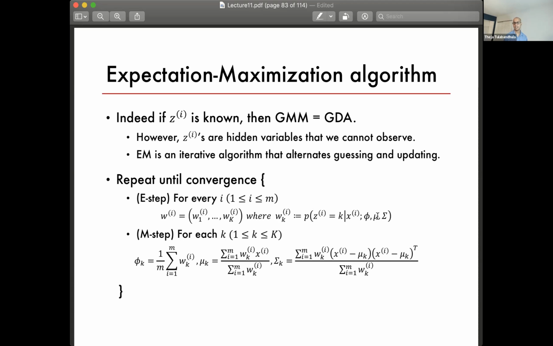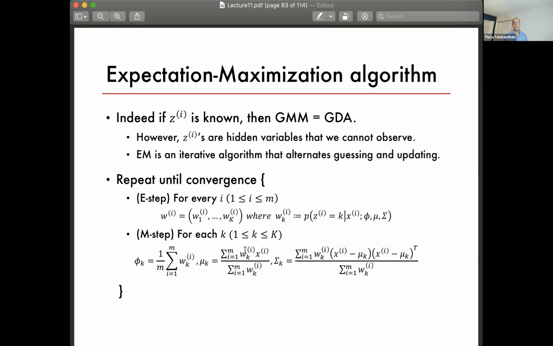Okay, given the current parameters and the data point, can you tell me the likelihood that this Zi is equal to k? Zi can be 1, 2, 3, all the way to capital K, so there are K such numbers. Each of those numbers is called W subscript k superscript i for the ith data point. So you get K numbers which tell you the likelihood that for this data point xi, the Zi is 1 or 2 or 3 or 4 or k. So that's the E step.